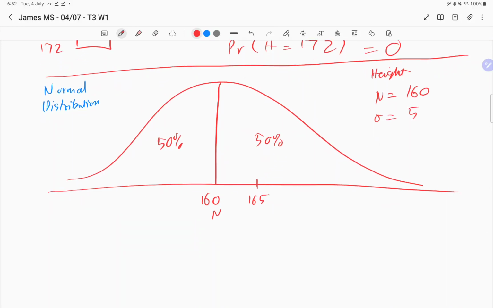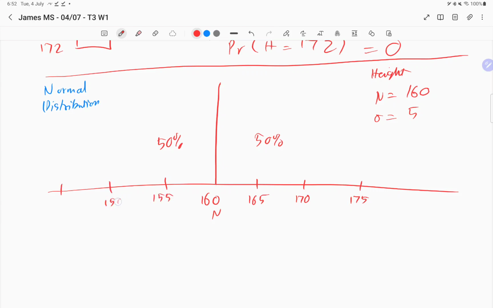Okay, so if you want to actually graph the normal distribution, it will be centered around the mean, but we need to go plus 3 standard deviations, 165, 170 and 175, and then minus 3 standard deviations, so 155, 150, and 145. The normal distribution has this property where most of the area will fall within plus and minus 3 standard deviations. Let me just finish drawing that. So 50% to the left, 50% to the right, okay?